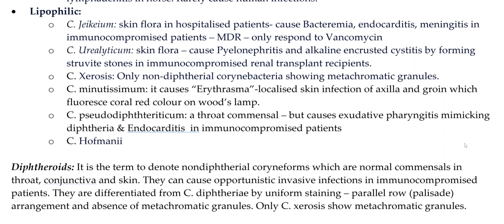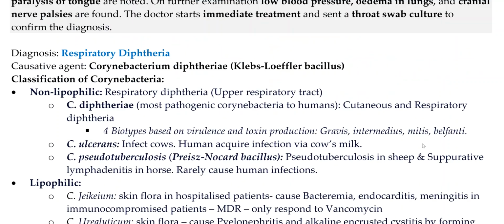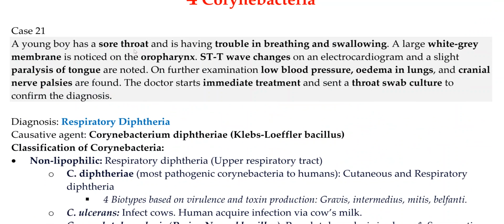And they are differentiated from Corynebacterium diphtheria by their uniform staining, their parallel arrangement, which is also known as palisade arrangement in rows, and there is no metachromatic granule. The only exception is, I already earlier discussed, that is Corynebacterium xerosis. So this is the classification in terms of Corynebacteria. Now coming back to our case, as you can see, the person has sore throat with dyspnea and dysphagia.